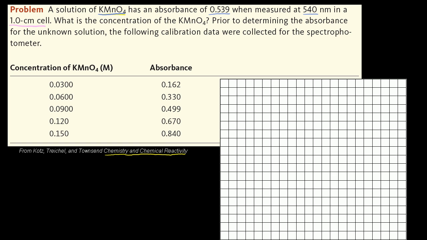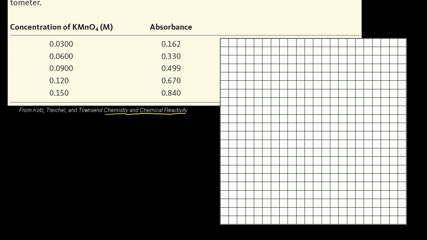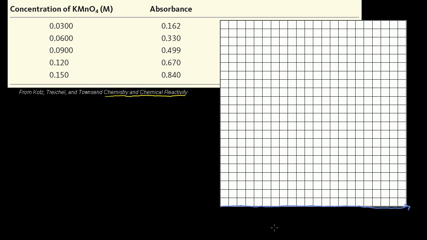So let's plot this first. Let's plot our concentrations first. So the horizontal axis will be our concentration axis. I'll draw the axis in blue right there. Let me scroll down a little bit more. I just need to make sure I have all this data here. So this is concentration in molarity. And let's see, it goes from 0.03 all the way to 0.15. So let's make this 0.03, then go 3 more. This over here is 0.06. Then this over here is 0.09. This over here is 0.12. And then this over here is 0.15.